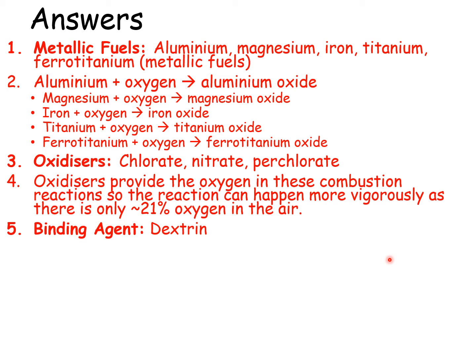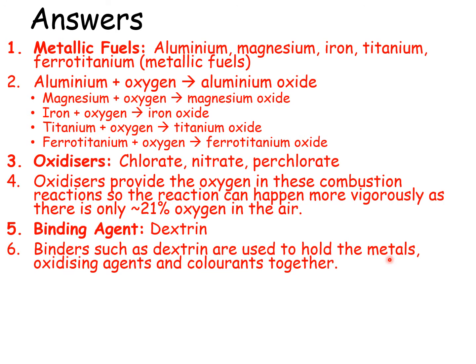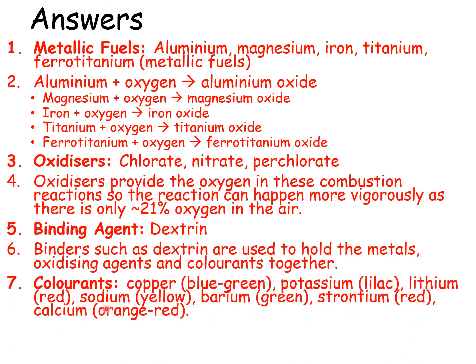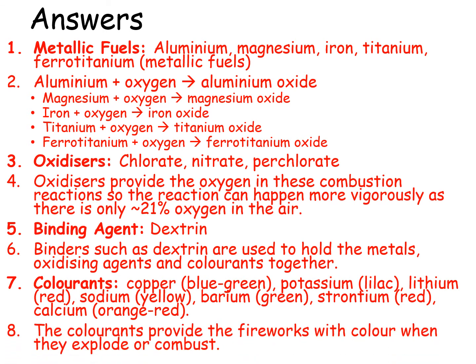Your binding agent is dextrin. There are some other binders. You'll see another binder in the factory tour. So binders are just used to hold the mixture together: the slurry, the metals, oxidizing agent, and colorants. And these are your colorants, and these are the colors that they give. And that's what colorants do.